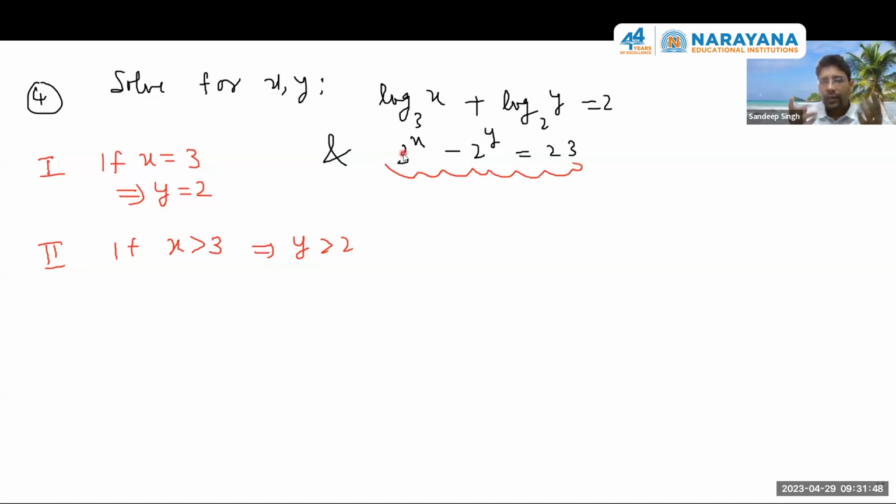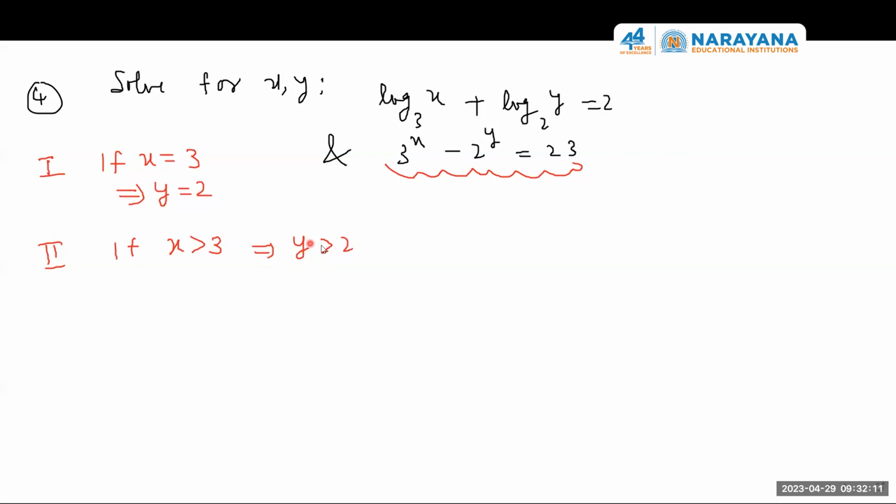Because if x and y are some finite numbers, their difference is constant. I am increasing one, I must also increase the second. Basic thing, correct? So if 3 and 2 satisfy this, then if x is greater than 3, y also has to be greater than 2 to balance the difference. Am I clear? Tell me fast.